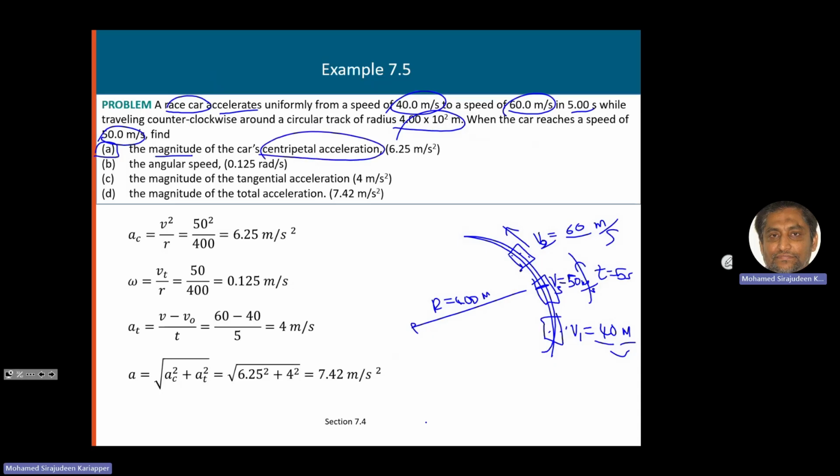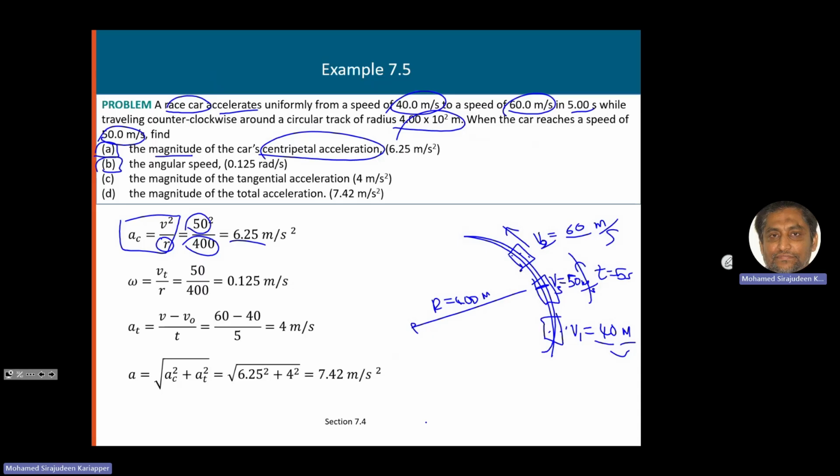That's a straightforward question. The centripetal acceleration is given by this equation. It's equal to speed squared divided by the radius. The speed is given, substitute 50. The radius of the circle is given, substitute. Just putting in your calculator, work it out, you will get this answer, 6.25 meter per second square. Done. All right. Okay, now, next question.